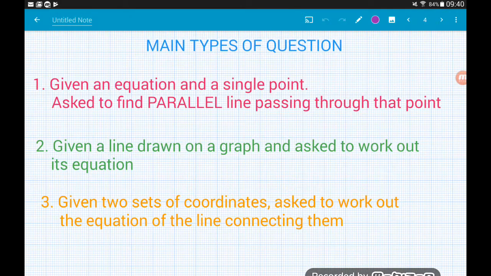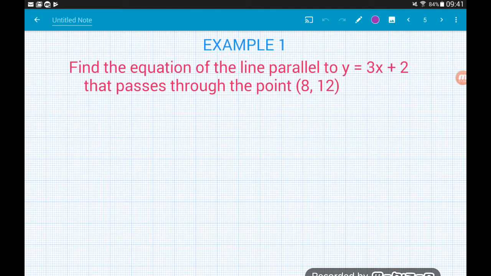So we get asked three main types of questions to do with finding equations of straight lines, really. Type 1, we'll be given an equation of some line and a single coordinate point, and we'll be asked to find a parallel line that passes through that point. We might be given a line drawn on a graph and asked to work out its equation, or we might be given two sets of coordinates and we'll be asked to find the equation of the line that connects those 2 points together. So we're going to look at three examples of each. Let's get going. So example 1.